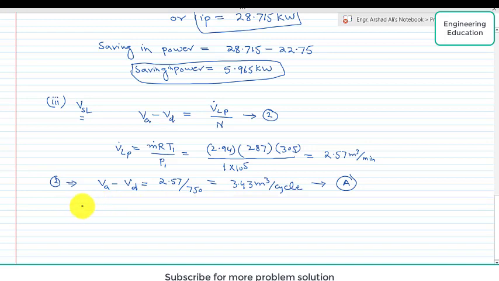Also, we have VA is equal to swept volume of the low pressure cylinder plus clearance volume. Also, it is equal to swept volume of the low pressure cylinder plus 0.03, this is basically the clearance volume. So it is equal to 1.03 VSL, the swept volume of the low pressure cylinder. This is the value of VA. VA is equal to 1.03 VSL.